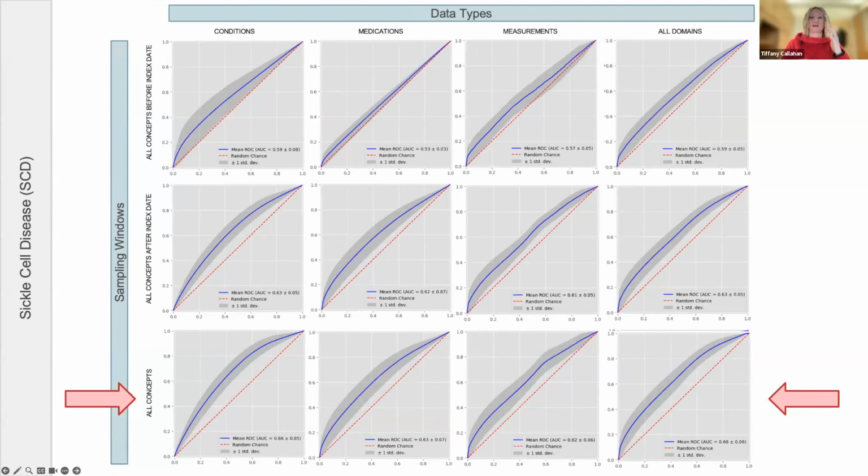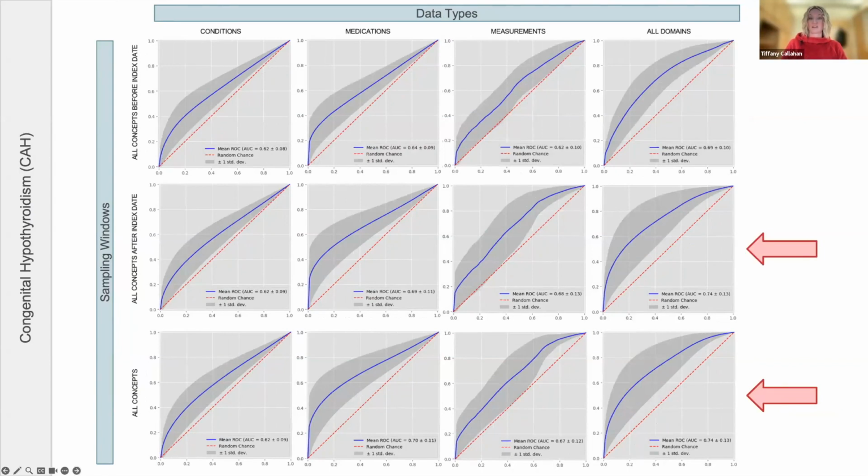The best performance, also shown by red arrows, was achieved when using condition concepts or all concepts from all domains. And in general, we can see compared to the prior two diseases, performance, no matter which window or which data type, is significantly worse than the other two disease types. So what is that telling us? It's really hard to classify patients based off of representations of their codes when we're trying to really identify sickle cell patients.